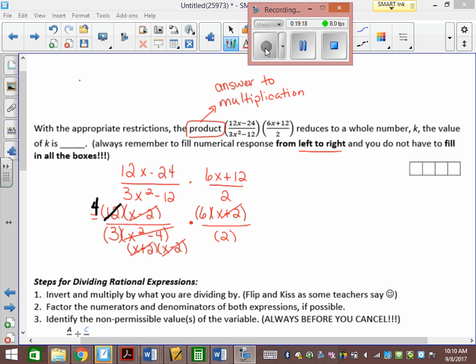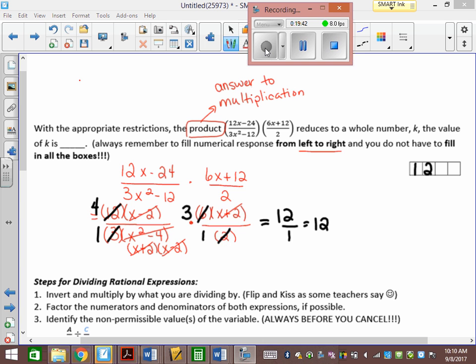12 divided by 3 is 4. 3 divided by 3 is 1. 6 and 2 I can take out, so 2 divided by 2 is 1. 6 divided by 2 is 3. So I'm actually left with 4 times 1 times 1 times 3 times 1 times 1, which is 12, over 1 times 1 times 1, 1 times 1, which is 1, which is 12. Because when the denominator is 1, I can cancel it. Fill in left to right, and I'm done.